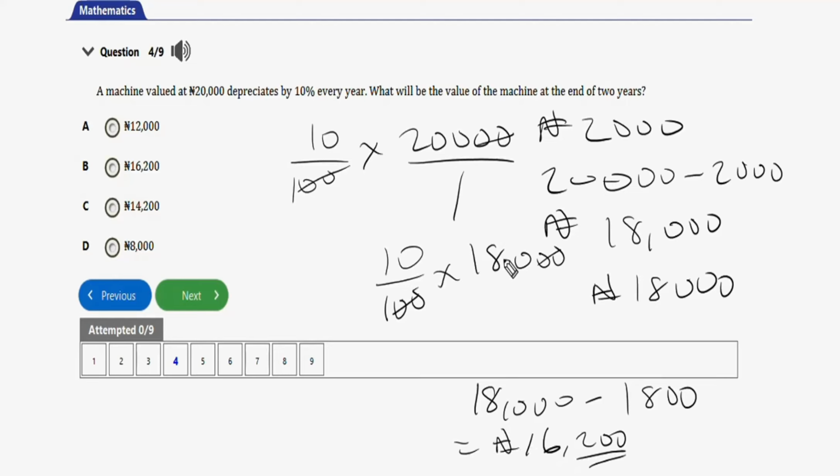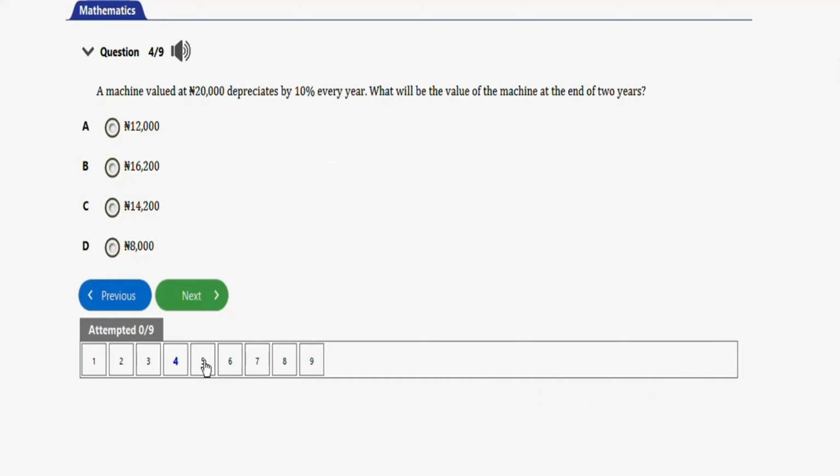This will give you the value of the machine at the end of 2 years by 10% depreciation. But the right option is option B. Okay, so that's for this question. Let's wipe this now. So the next repeated question will be this one.